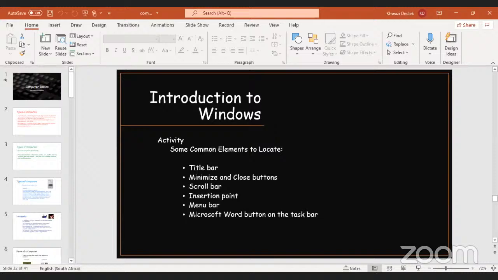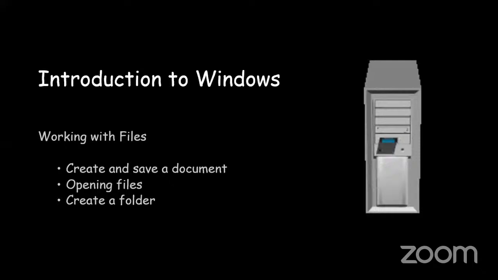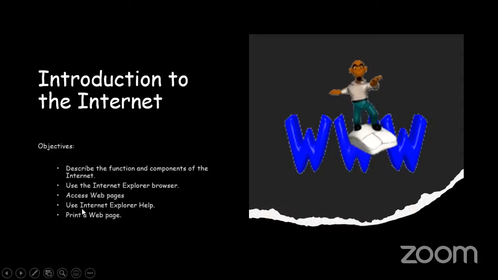Now, let's go back to the presentation and see if there are some things that we can do as an activity. All right. I think I've shown you this on the Microsoft document. I've also shown you this. Now let's talk about the internet or your internet browsers. So what we want to talk about is to describe the function and the components of the internet, how to use the Internet Explorer browser, how to access web pages, and how to print the web page and so on. We might not cover everything, but we want to know how we can use the internet browser.